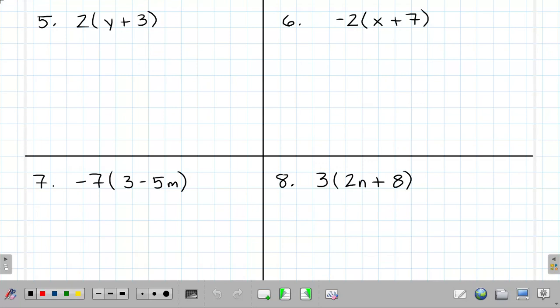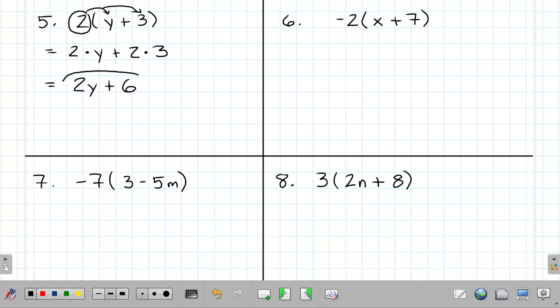Number 5. This one should be super easy because we're distributing a 2 to a y and a 3. So what we end up with here is 2 times y plus 2 times 3. 2 times y is 2y plus 2 times 3 is 6. So 2y plus 6.